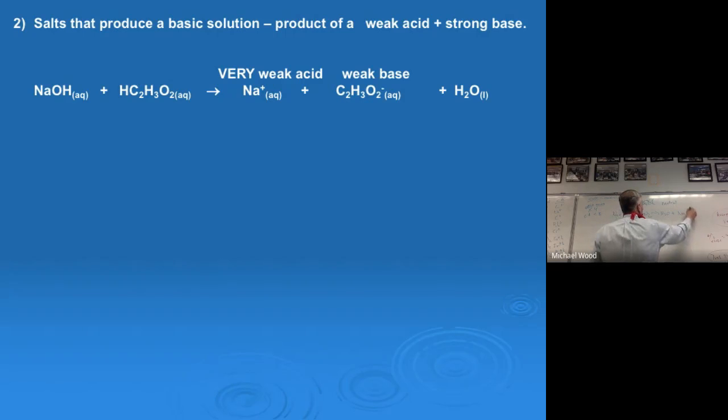Then I get out of this, right? Water, one and one like this. Okay, but now the point of this is I look at this salt. So I look at the cation. It comes from this list. That means ignore it. It's not a strong enough acid.